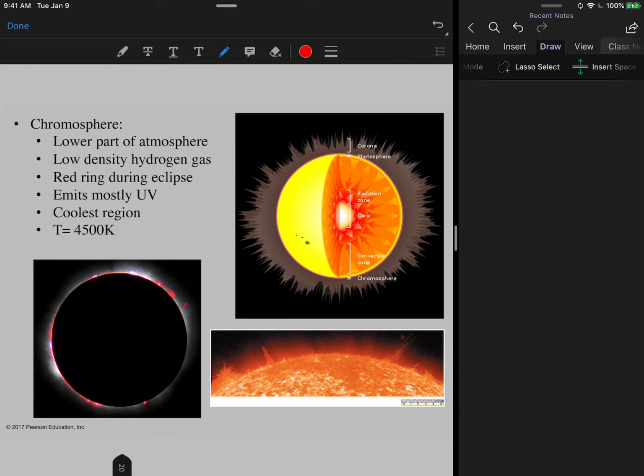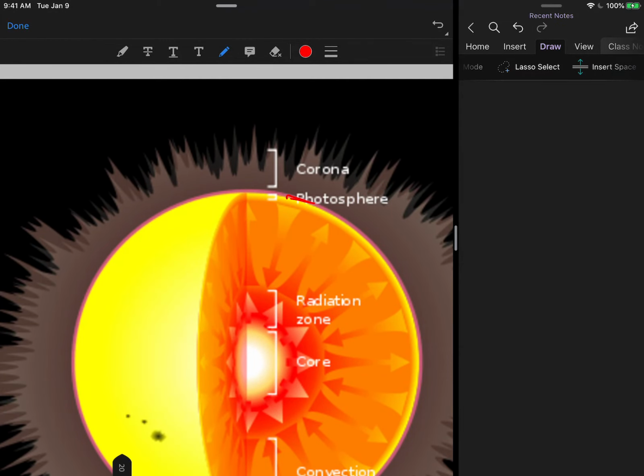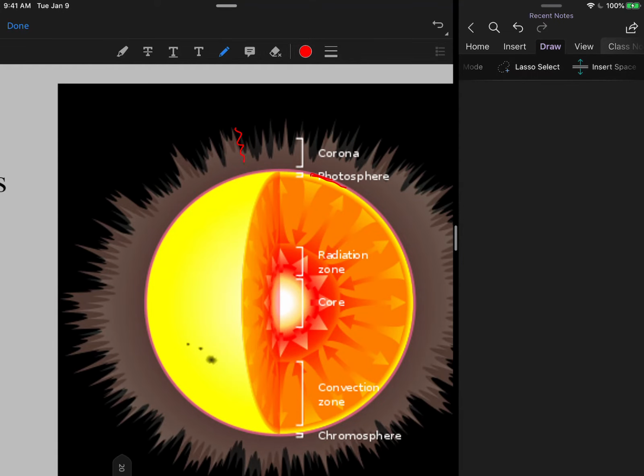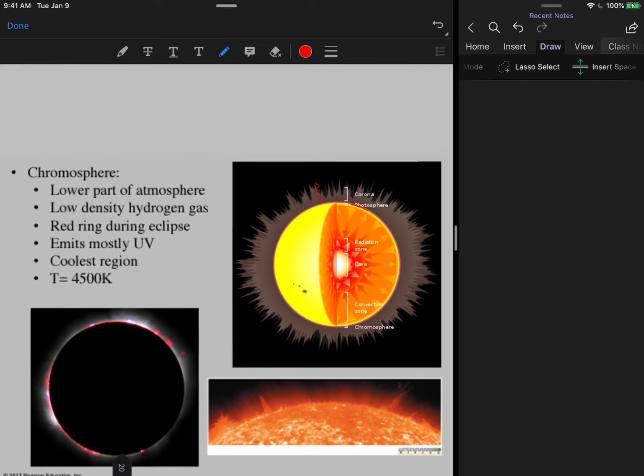So we just saw the surface of the sun. That was the photosphere. So you can see it here. This is the very edge of the sun. That's what we just talked about. Now we're going to look at the layers above the sun, or the sun's atmosphere. And it's broken down into two pieces.